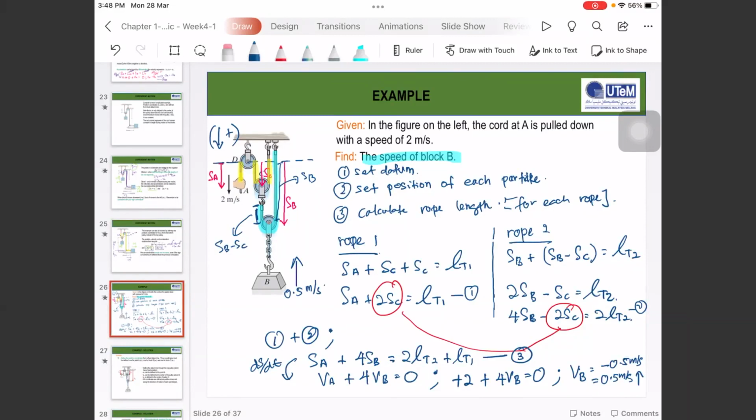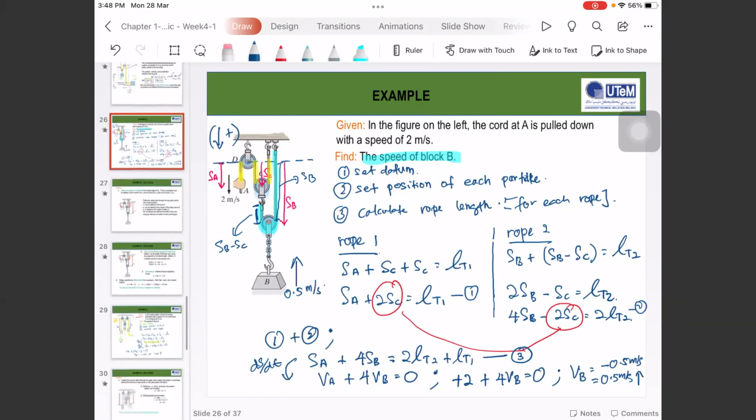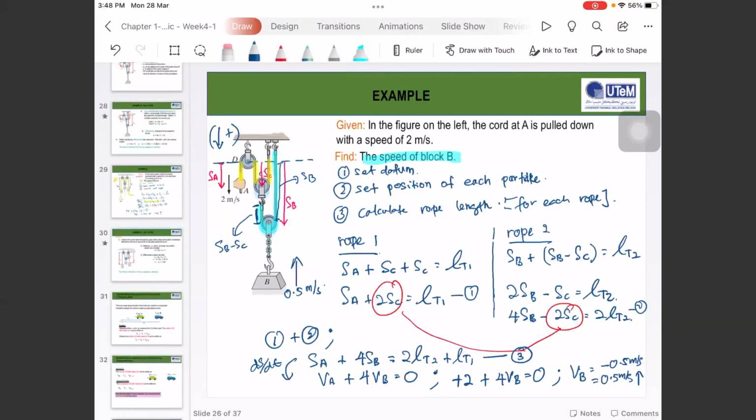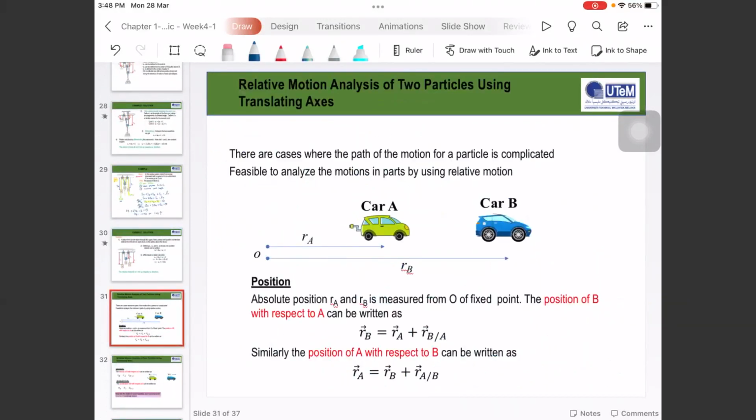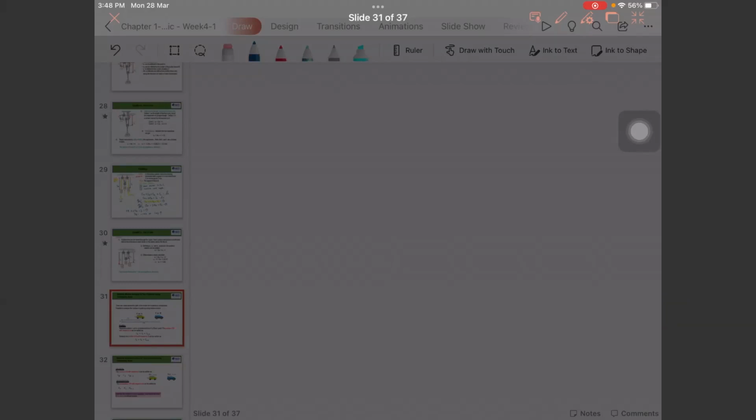Boleh? Ada tak ni? Ke tak ada dah? Ada kan? Okey, baik. Kalau tak ada soalan, kita tengok section seterusnya. Ini saya memang saya tekad nak habiskan chapter ni. Nanti kita buat tutorial. Okey.